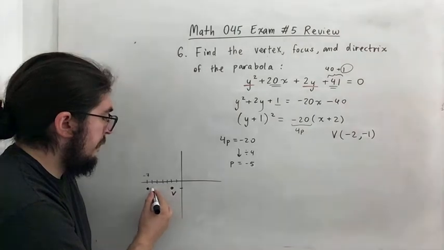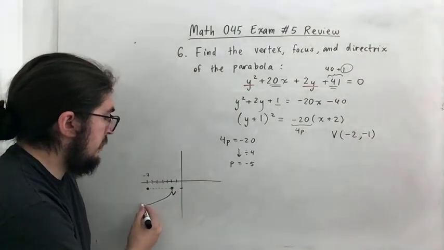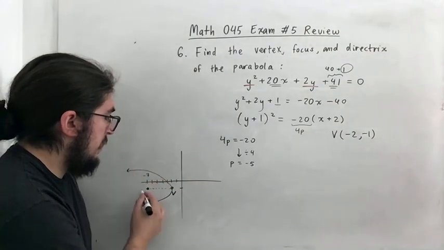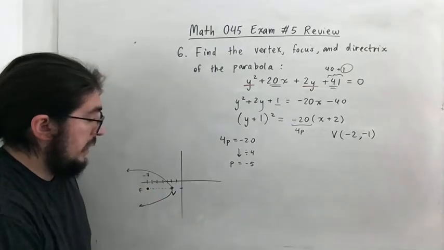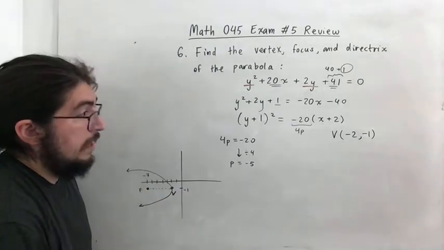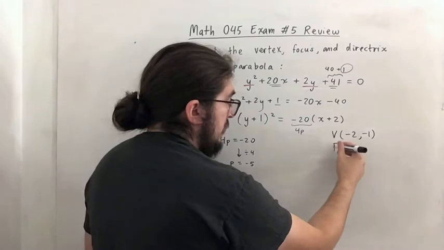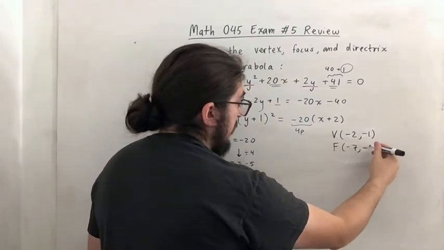Straight line distance, so we get something like this. That's our point F, or focus, which is -7, -1. So the focus is -7, -1 by counting.